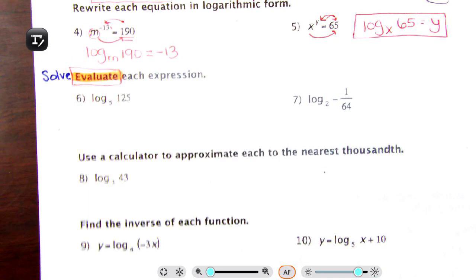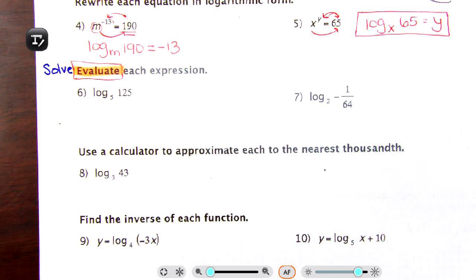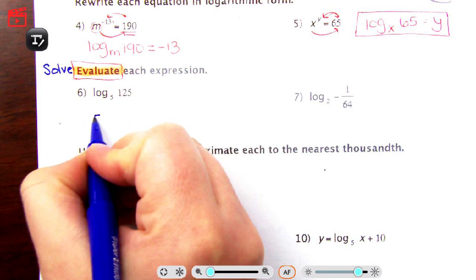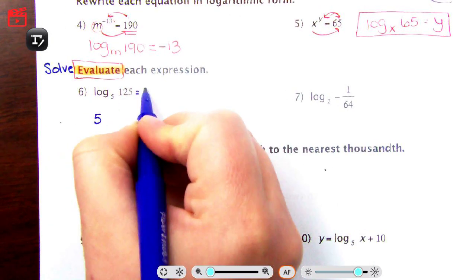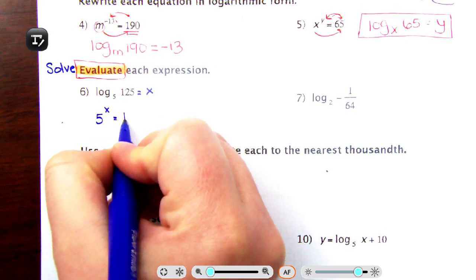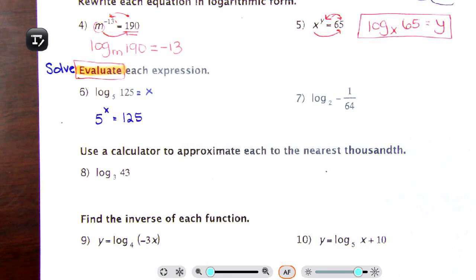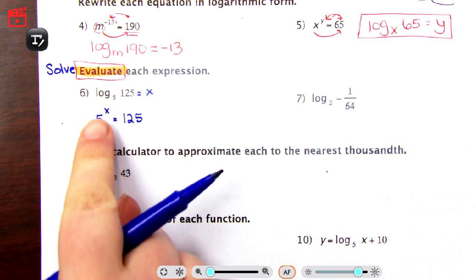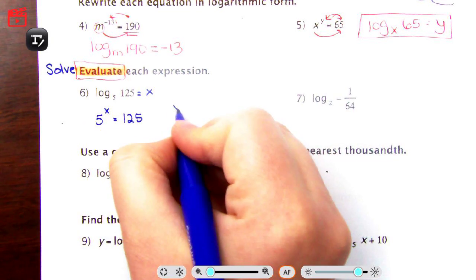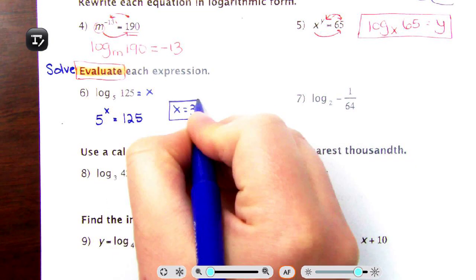You do not need a calculator for this. Okay, do not use a calculator. Rewrite this. Here's your base. Here's your exponent. So log base 5 of 125 means 5 to what power is 125? Your answer should be 3.